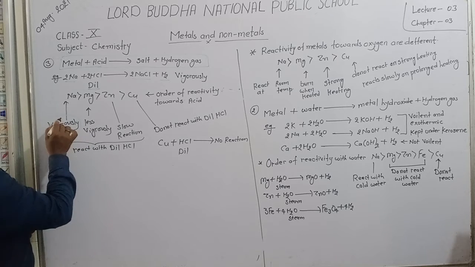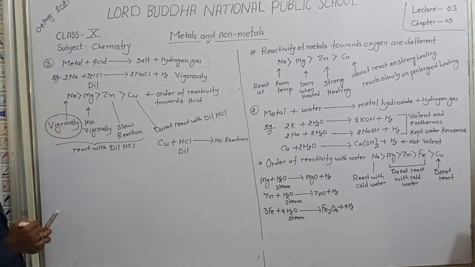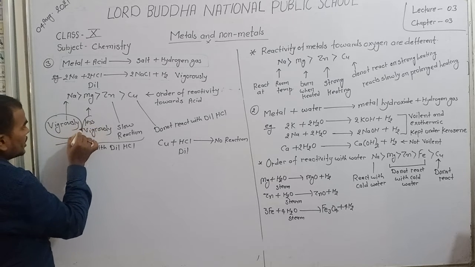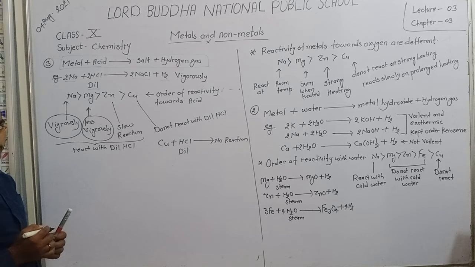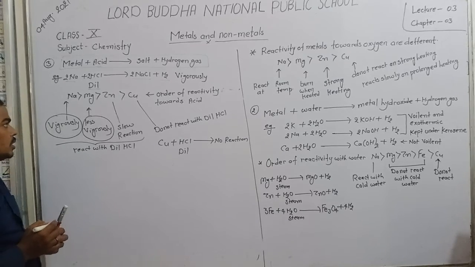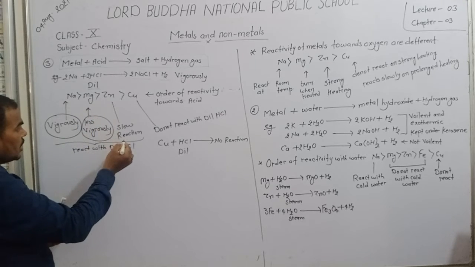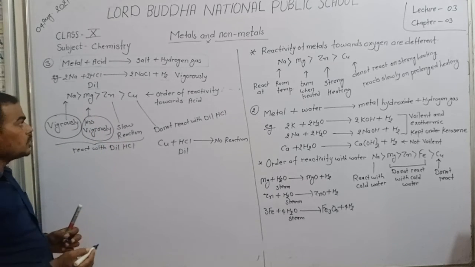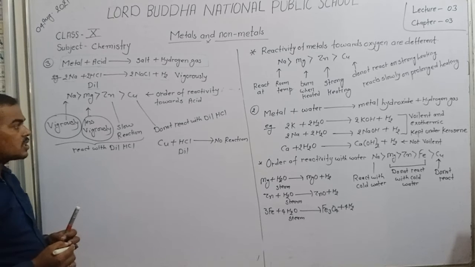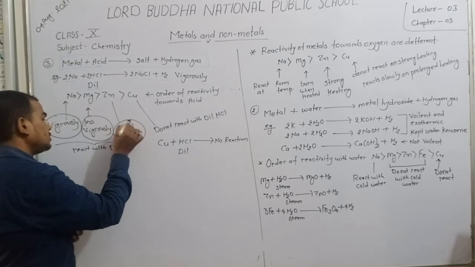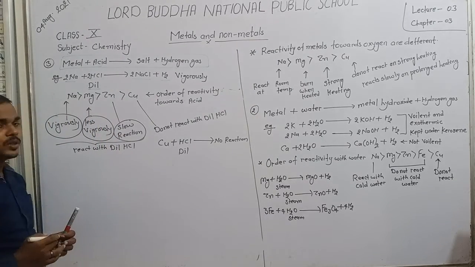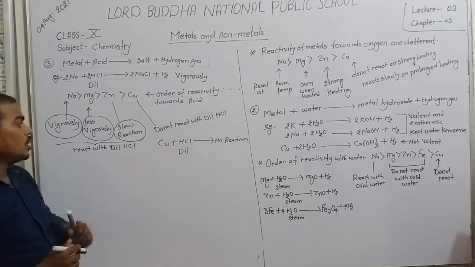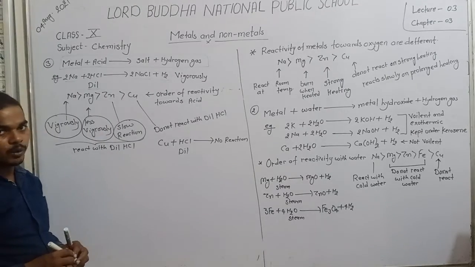But dear student, due to the high electropositivity, sodium reacts vigorously with the dilute acid. But you know that the electropositivity of magnesium is less than sodium, so it reacts less vigorously as compared to sodium with dilute acid. Dear student, you know that the reactivity of zinc is less than magnesium, so it reacts slowly with dilute acid. But you know that copper is very less reactive, so it does not react with dilute hydrochloric acid.